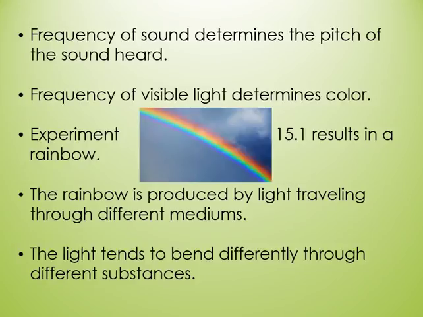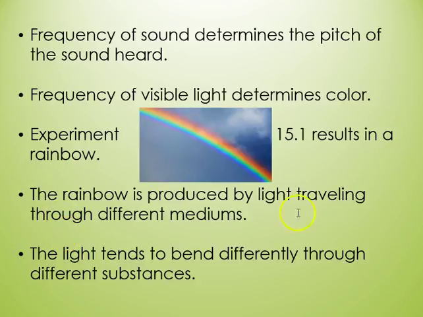As just a review, we need to remember that frequency of sound determines the pitch of the sound heard. Just like sound pitch is determined by frequency, the frequency of visible light determines color. Experiment 15.1, that used the mirror reflecting sunlight onto a white piece of paper, results in a rainbow being produced.